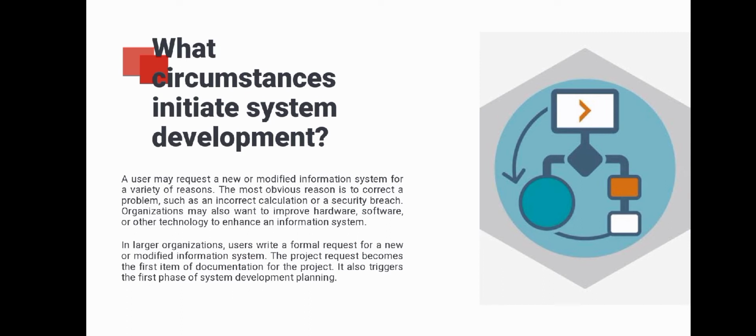In a large organization, users write a formal request for a new or modified information system. The project request becomes the first item of documentation for the project. It also triggers the first phase of system development, planning.